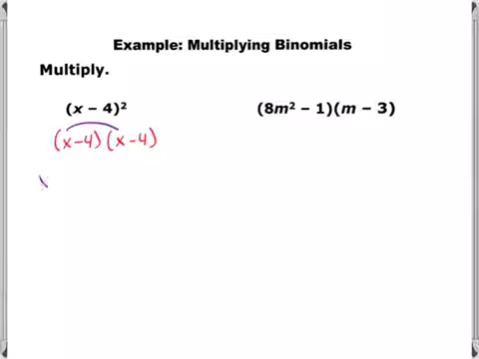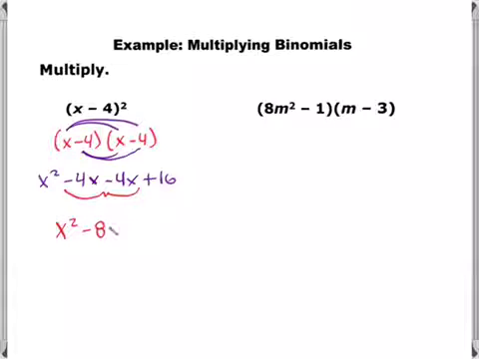So x times x becomes x squared. X times negative 4 is negative 4x. Negative 4 times x is negative 4x as well. Negative 4 times negative 4, positive 16. We'll combine our like terms in the middle. We've got x squared minus 8x plus 16.